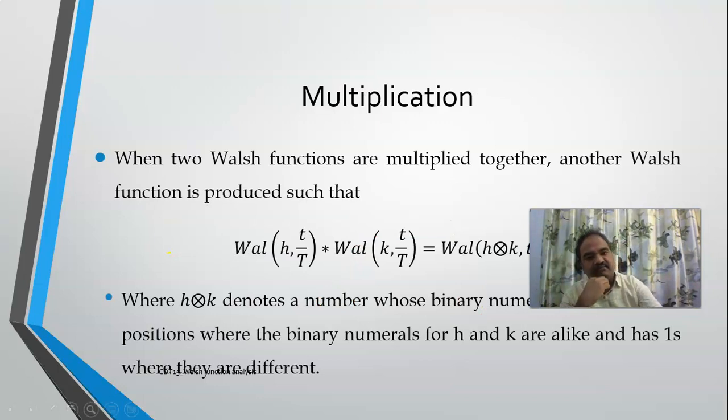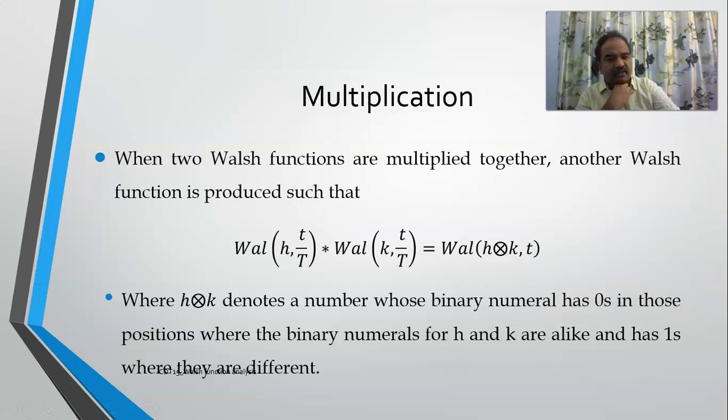The second one is a multiplication property. When two Walsh functions are multiplied together, another Walsh function is produced. Let us suppose I multiply these two functions. Now h is one index and k is one index. So h and k are two indices.